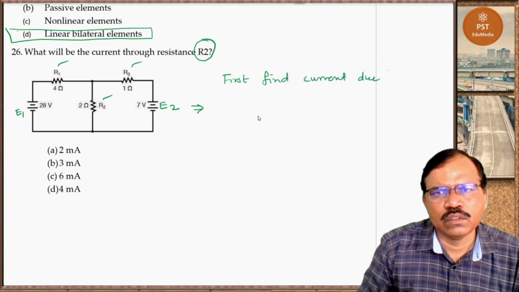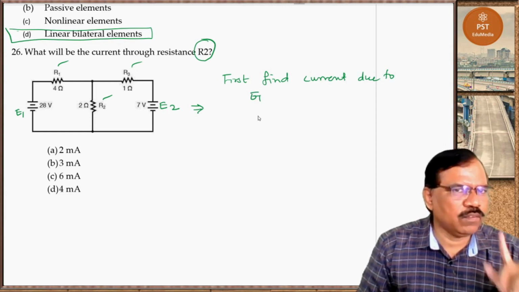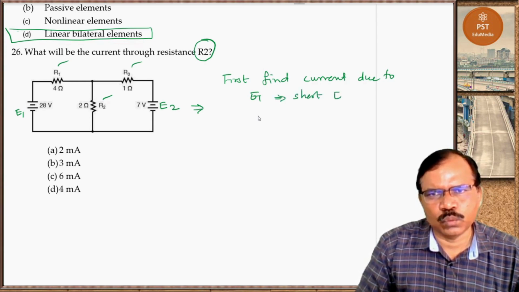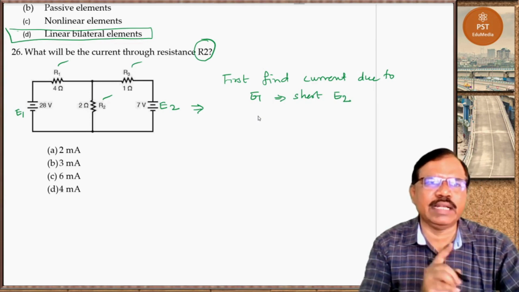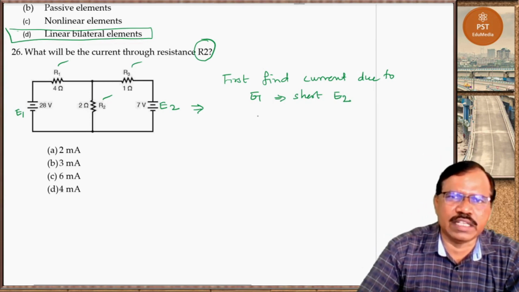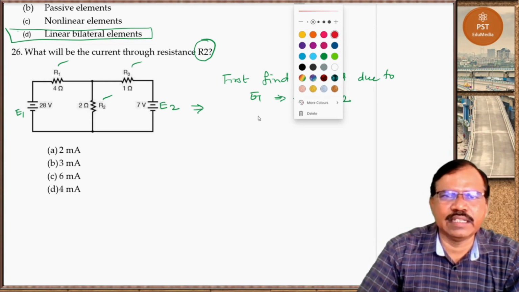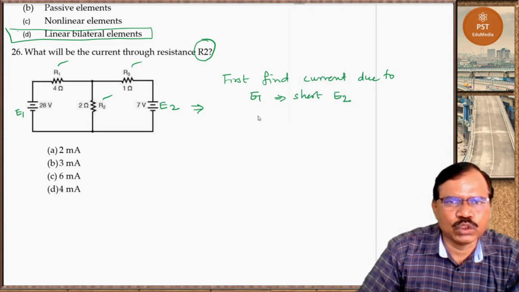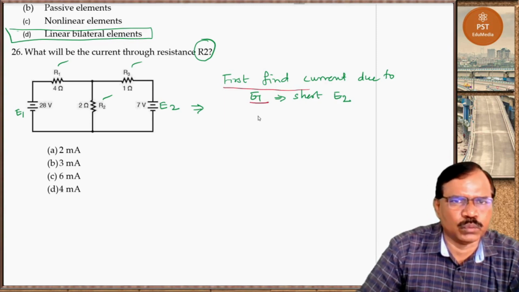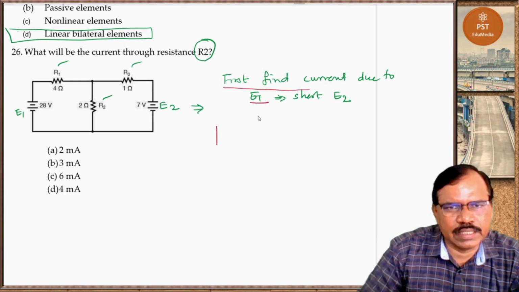the current due to E1. When we want to find the current due to E1, we have to short E2, meaning replace E2 by its internal resistance. Here the internal resistance is not given, so take that internal resistance as 0. So what happens? The circuit becomes like this.